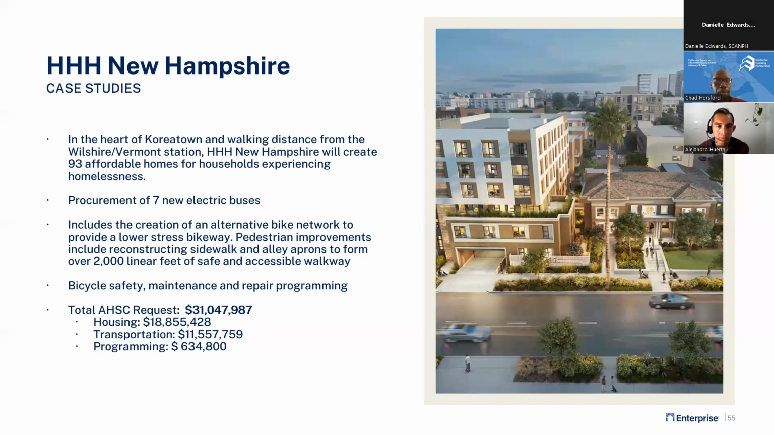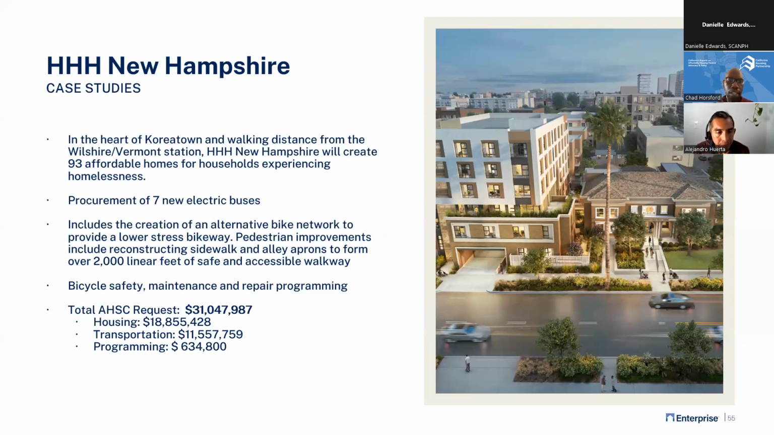This is HHH New Hampshire, which is a proposed 93 unit affordable housing development in Koreatown that Bridge Housing is working on. This was a TOD project. It's within walking distance of the Wilshire, Vermont station. Like Alejandro highlighted on the prior slide, the average for TOD awardees was around 131 units, I believe. This was a 93 unit development, so less than the average. Smaller units because these were all studio or 1-bedroom units.